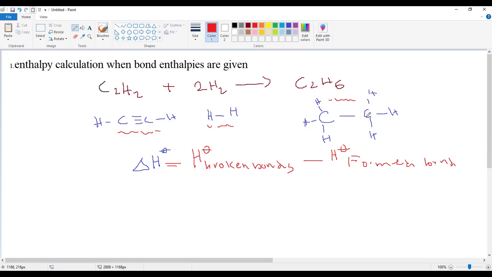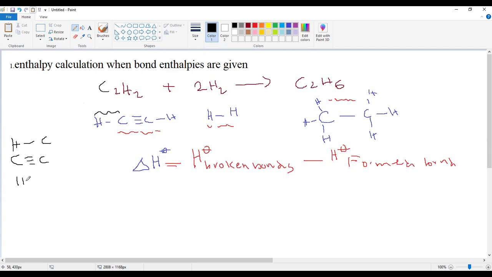So they have given the data. Now I'll just give small data. Now you have to identify all the different types of bonds. You can see hydrogen carbon single bonds are there. Carbon carbon triple bond is there.